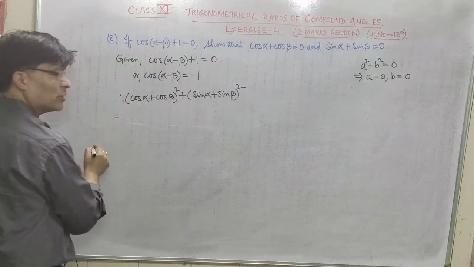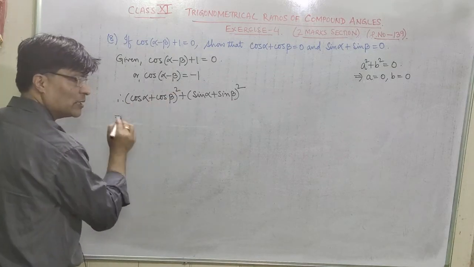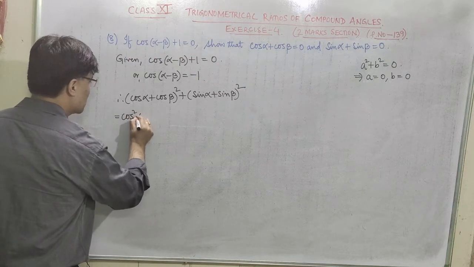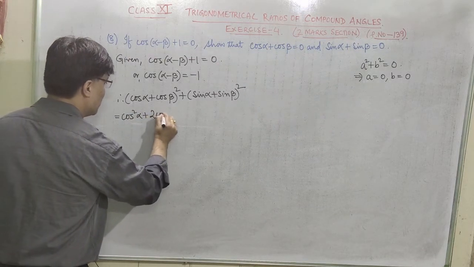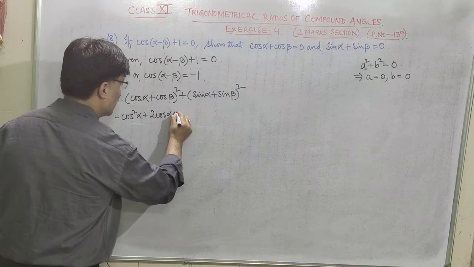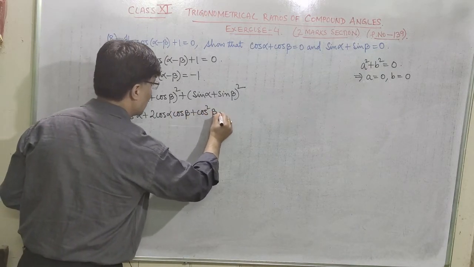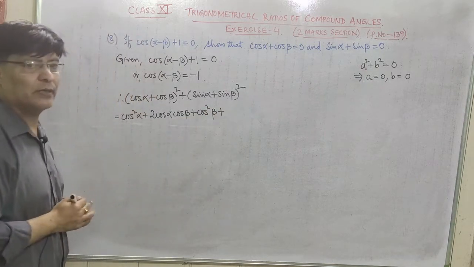Okay. So which is equal to, you know that a plus b whole square is a square plus 2ab plus b whole square. So it is cos square alpha plus twice ab, 2 cos alpha cos beta, plus what is b whole square? It is cos square beta plus.